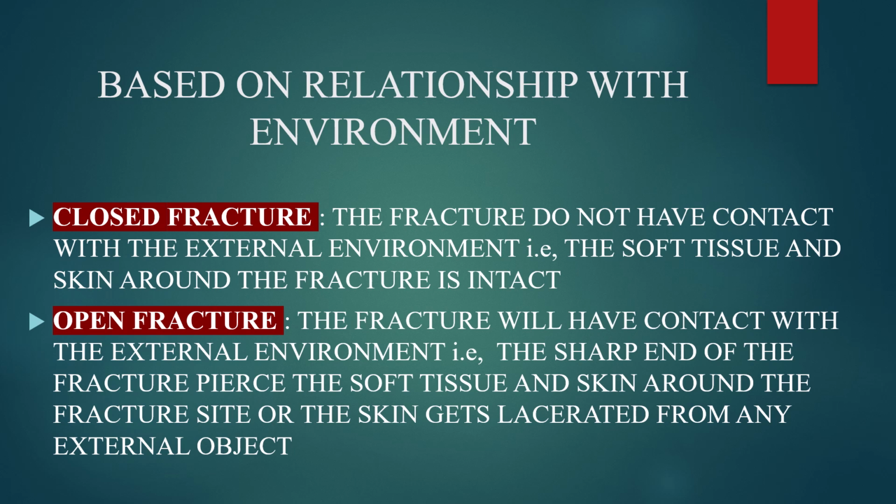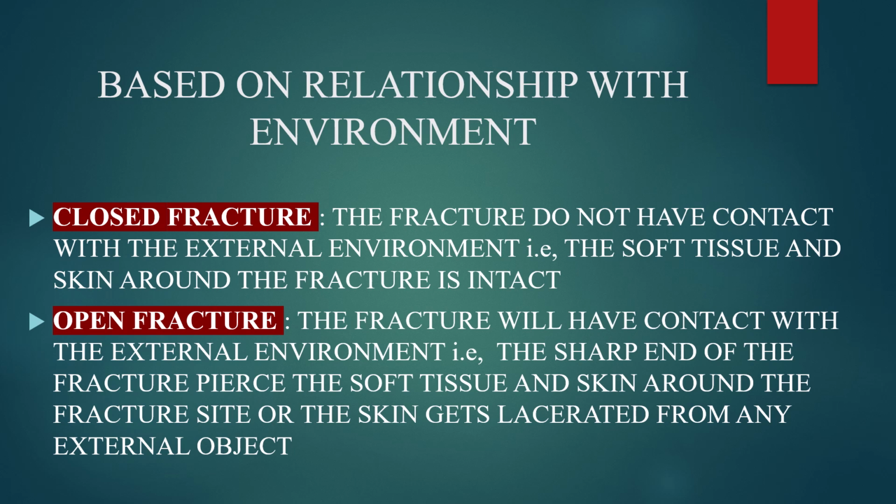Whereas when we are talking about an open fracture, the soft tissue and the skin that is surrounding the fracture site is involved. That means there is a broken bone and an external wound is also present around the fracture site. In this type of fracture, what will happen? The fractured fragment can pinch the soft tissue as well as skin that will expose the fracture fragment to the external environment. So there will be a high risk of infection in these type of cases.